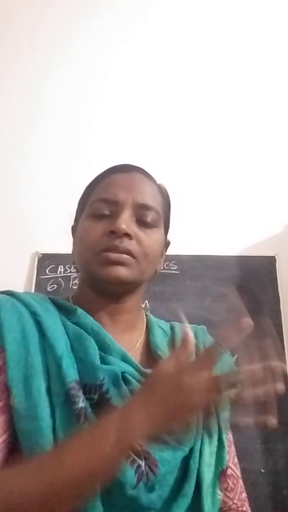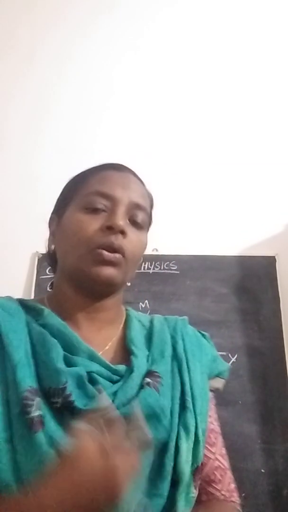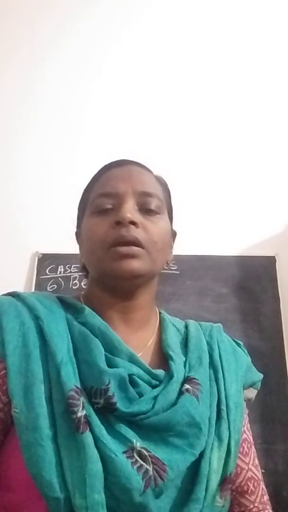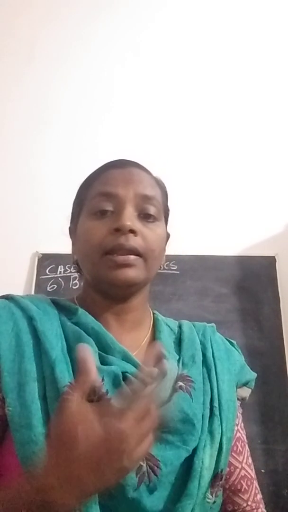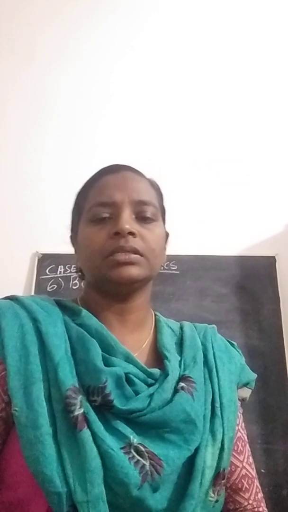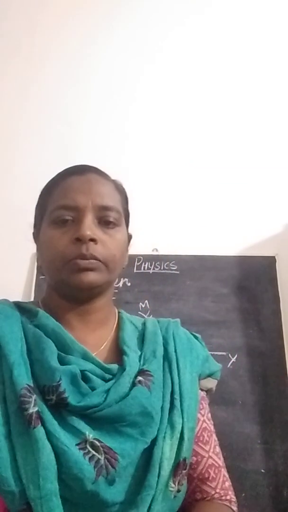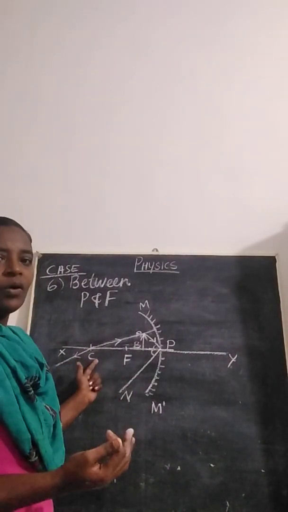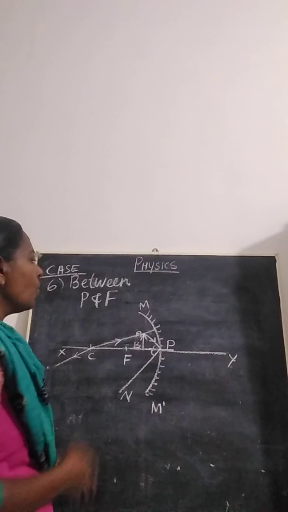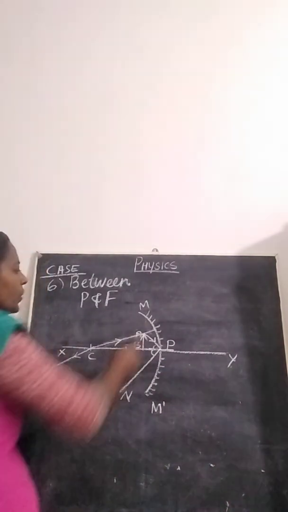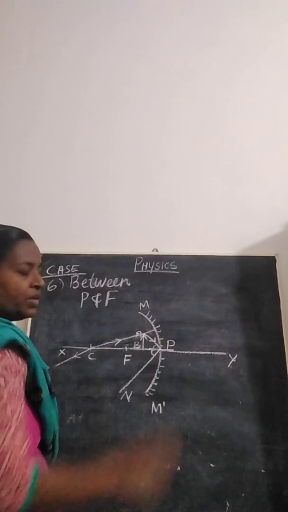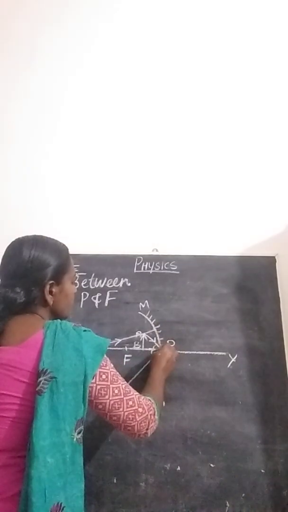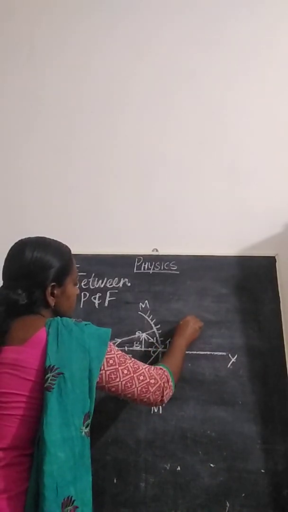This is the only case where we get a virtual and erect image from a concave mirror. In all other cases we got real and inverted images, but only in this case we get a virtual image, not really existing, that is always erect, and its size will be larger than the object, not highly enlarged but just larger than the object. These two reflected rays are divergent, so there is no way I'll get a real image. So I just produce the reflected rays backwards to find the image formation, just producing these rays backwards.